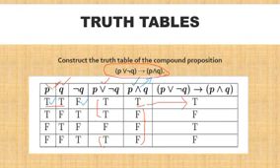But in the second line, the conditional's first part is true, whereas the second part is false. So according to the definition, we are giving it as false. Similarly, for the next one, the second part is false, so the answer is false. For the remaining one, we do not need to check anything because the first one is false, so directly we can give the answer as true. So this is how we need to construct the truth tables.